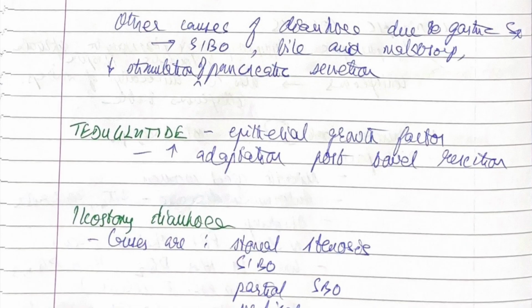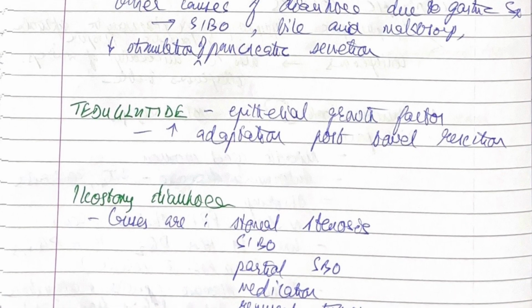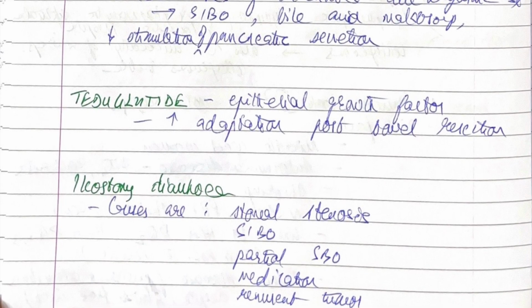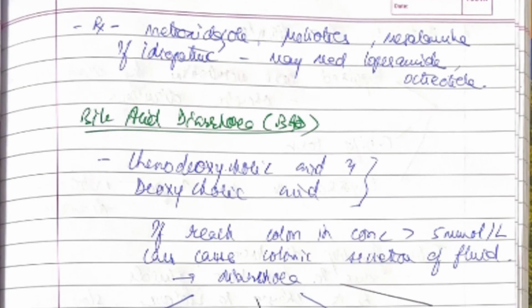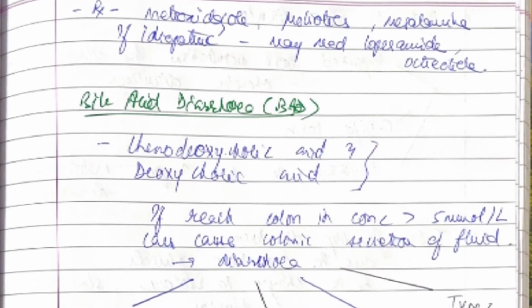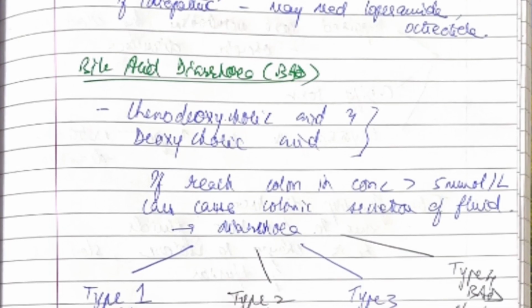Ileostomy diarrhea. The causes are stomal stenosis, SIBO, partial small bowel obstruction, medication, and a recurrent tumor. The treatment includes metronidazole, probiotics, mesalamine, and if idiopathic, may need loperamide and octreotide.